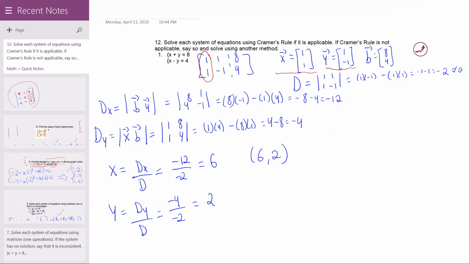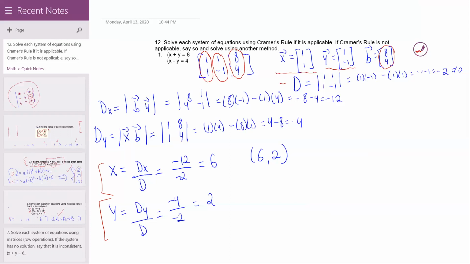Here's the y vector, or the y column, which comes from right here, the 1, -1. And the b vector is the constant vector, or the constant column, which is this 8, 4 right here. So that's what I mean by this. So the equations for the x coordinate, which is not the x vector, is dx over d, and y coordinate is dy over d.